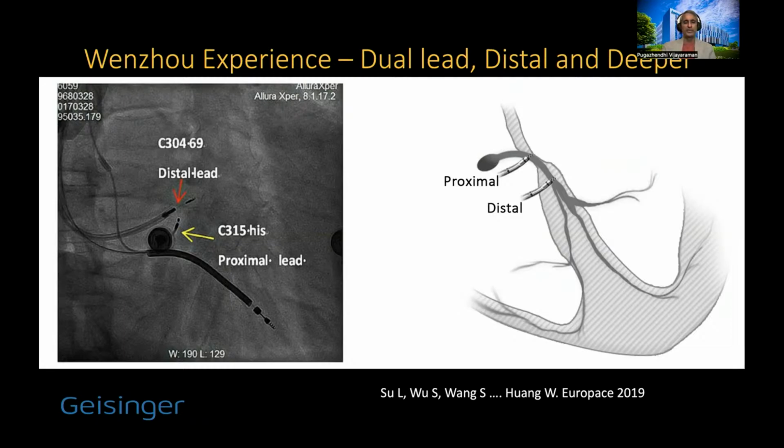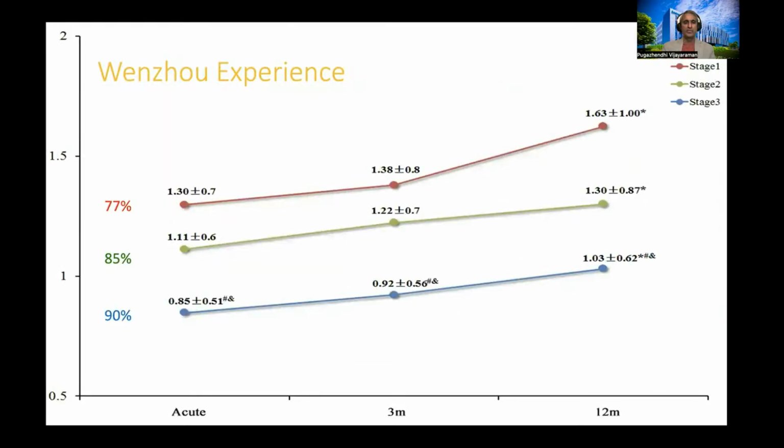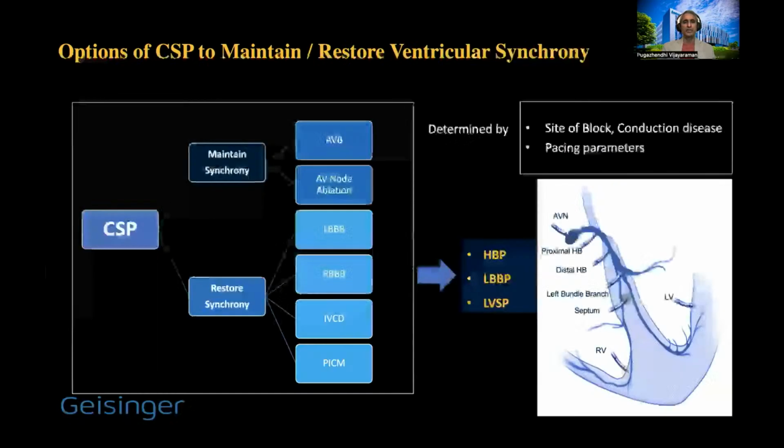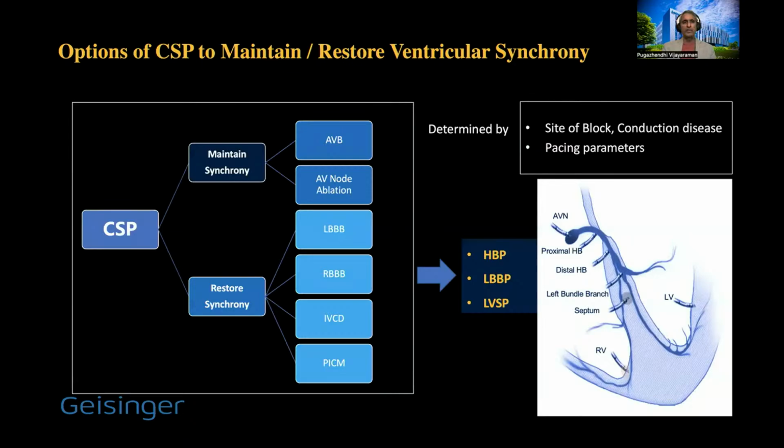That was the early experience showing that His-Purkinje pacing in all comers is feasible. Subsequent studies by Dr. Wang's group in China also demonstrated that if you pace the lead slightly more distally and use a two-lead technique to identify the optimal site, then you can achieve better success rates as well as improved electrical performance. So now we know that conduction system pacing can be used to not only maintain synchrony, but also restore synchrony in patients with underlying dyssynchrony in the form of left bundle branch block, right bundle branch block, or IVCD.